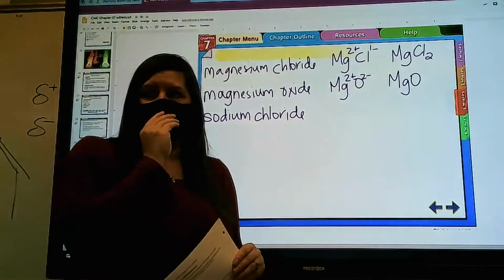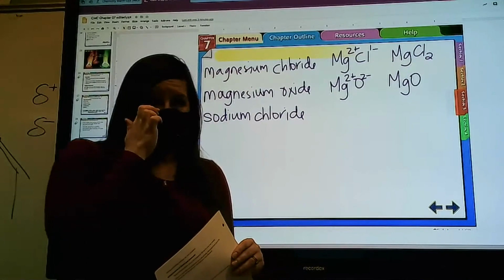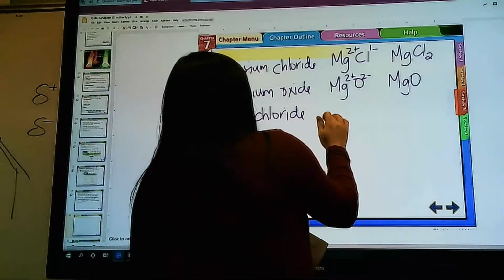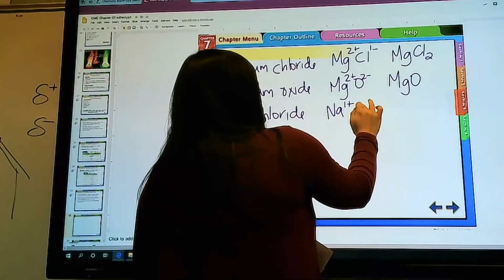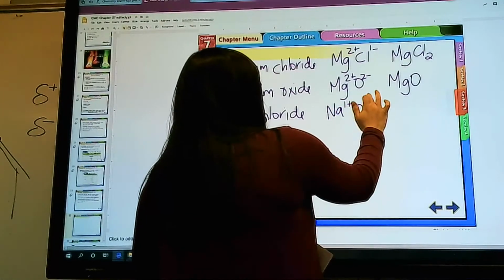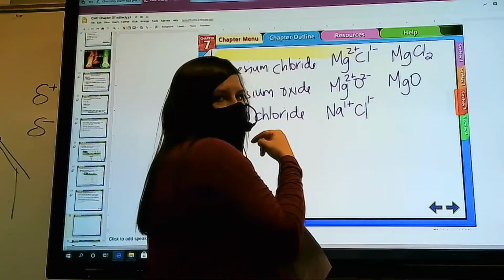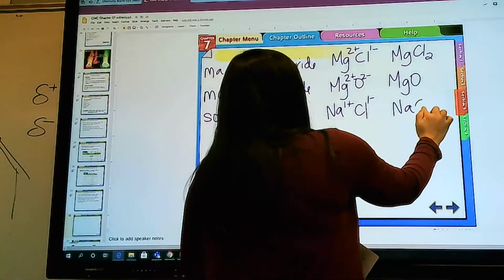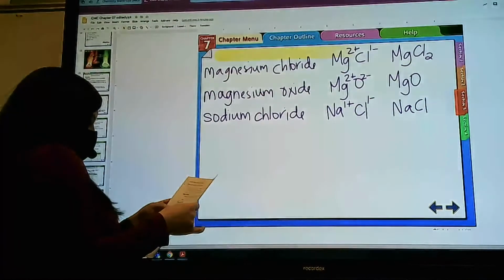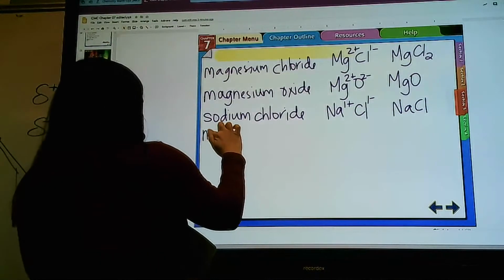All right, so for sodium chloride, sodium's charge is 1+, and then chlorine's charge is 1-. Again, do I need to do anything to balance? No, so I just rewrite as NaCl. I believe on the next one is where I can show you your shortcut.